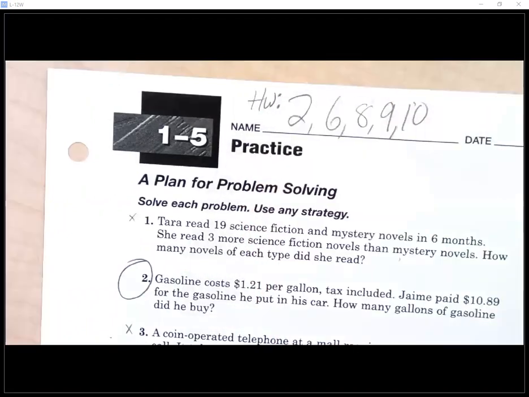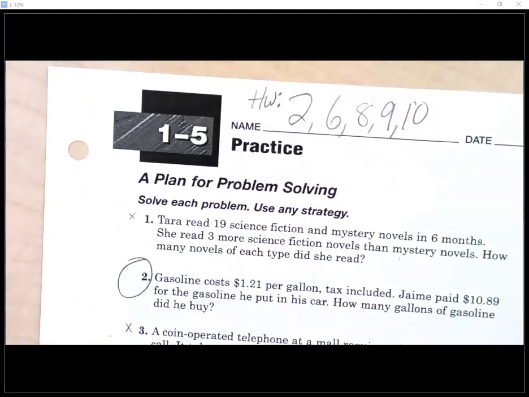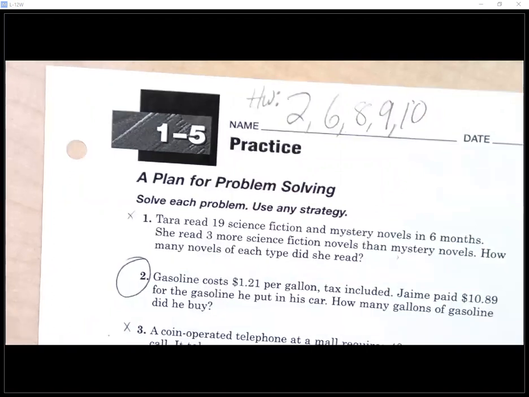I'm going to do some of them with you right now, so you'll have even less. Let's try number 2 together.